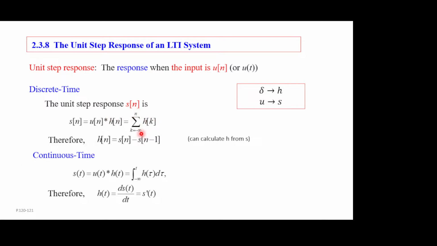Now you see this is like an accumulator, so you can reverse it: you can calculate your h from s of n as a difference. Similarly, for continuous time, your s of t will be the integral of h of tau, and h of t will be the derivative of your s of t. Here is a reminder: when the input is a delta function, the response is called h, and when the input is a unit step function, the response is called s. It's mostly about just remembering the names here.